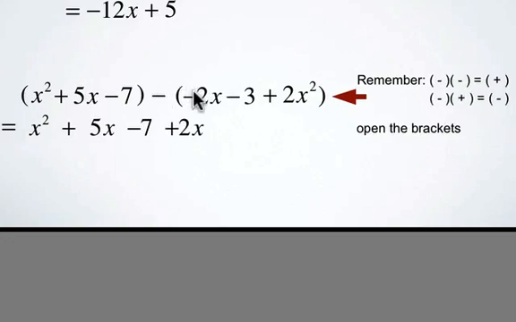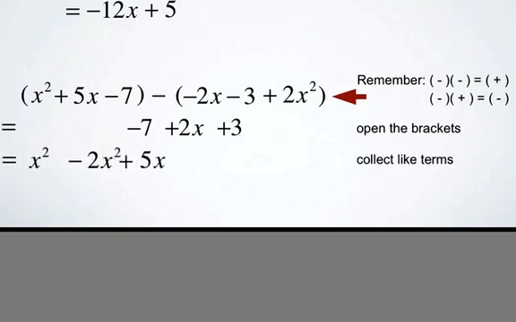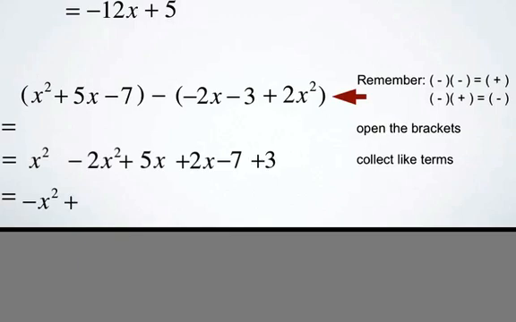So subtract negative 2x is positive 2x. Subtract negative 3 is positive 3. Subtract positive 2x squared is negative 2x squared. Same signs, positive, different signs, negative. Now we collect like terms. X squared, take away 2x squareds, 5x plus 2x, negative 7 plus 3. And we end up with negative x squared plus 7x minus 4.